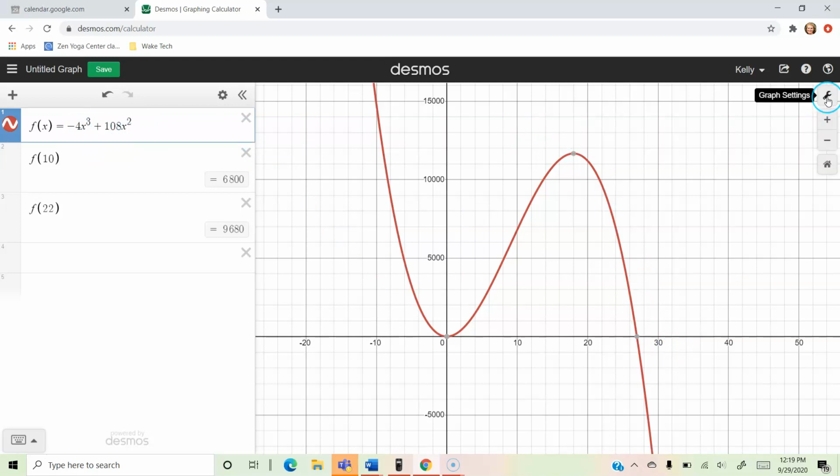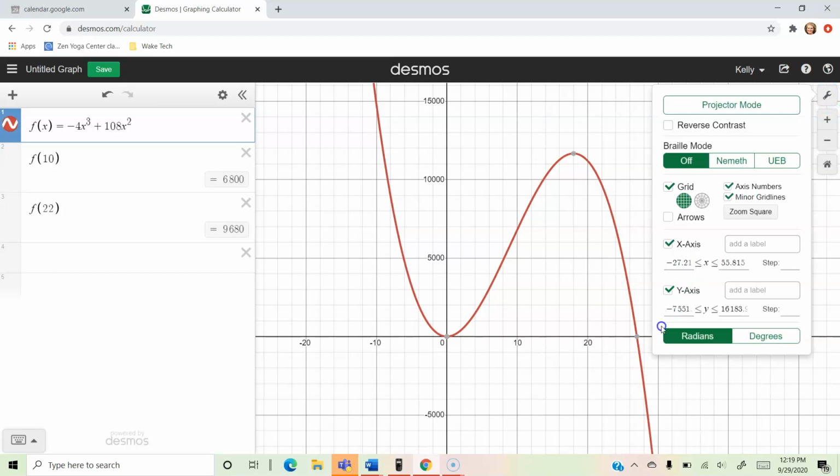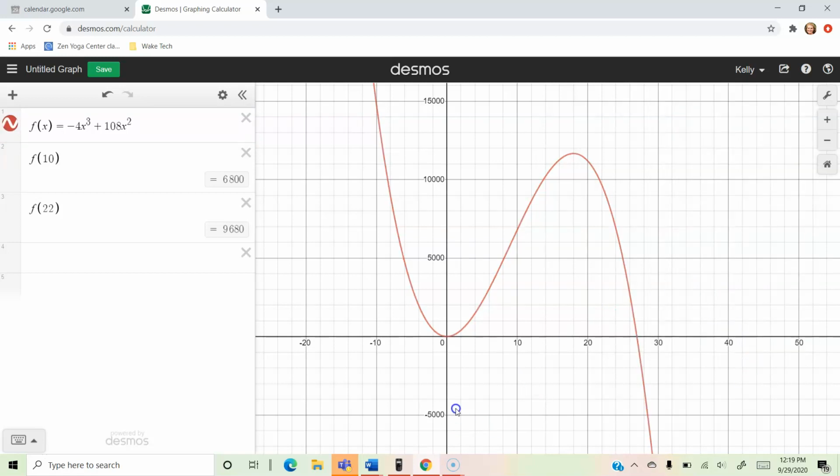Now I did have to go into settings, just so you know, over here, and I had to adjust my X and Y values a little bit so that it would show this full graph. So that takes a little bit of maneuvering to get things like you want it. And then you can see over here where I was just looking at some different values for the function. So f of 10, if I put in a 10, I get a 6,800. So you can see that points right in here somewhere. There we go, 10, 6,800. So that would be a possibility, right?